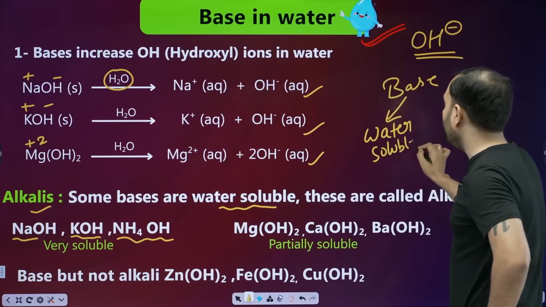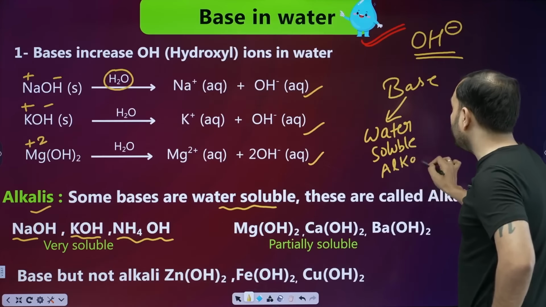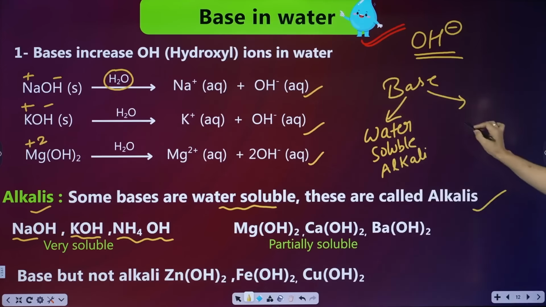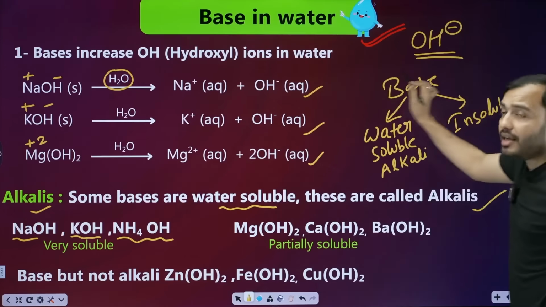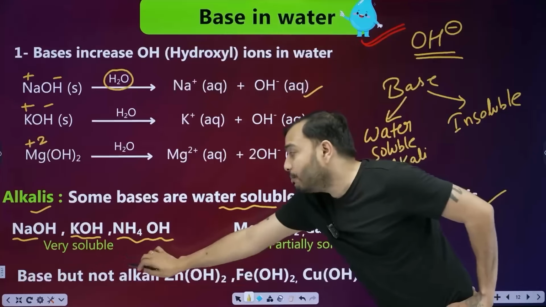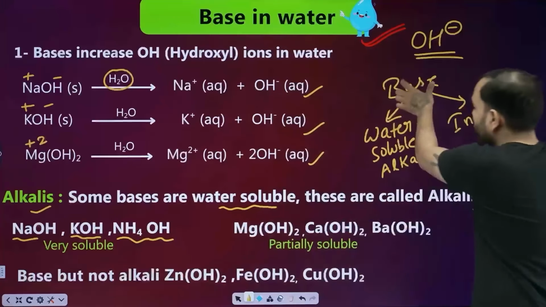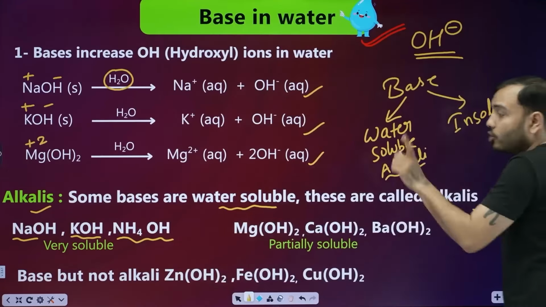What do we call them? Alkali. A base that is not soluble in water, insoluble, we don't call alkali. These are also bases, so base but not alkali. But a base that is water soluble is an alkali. Who are they?